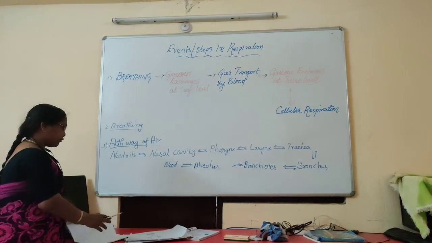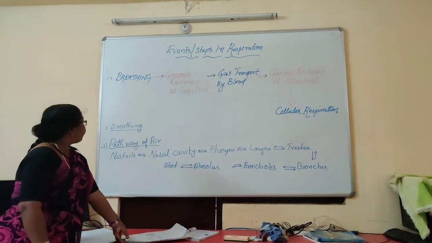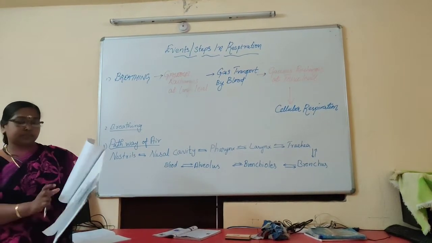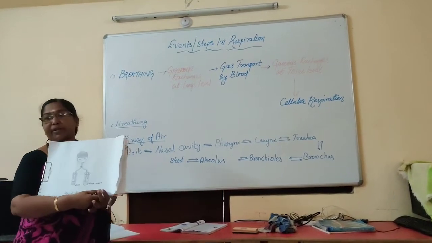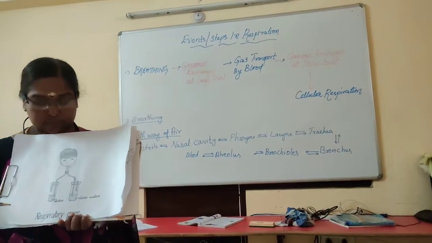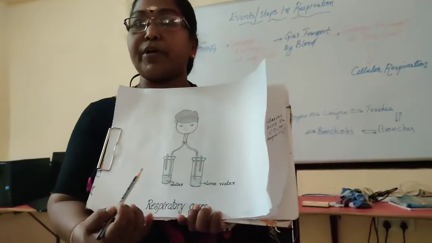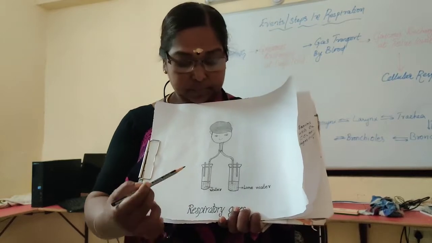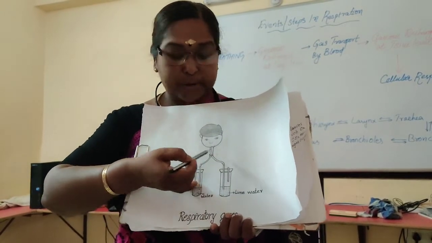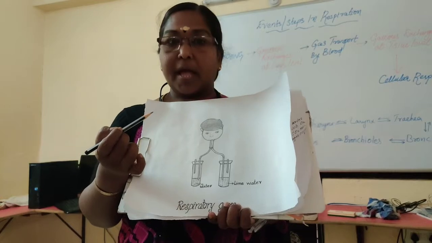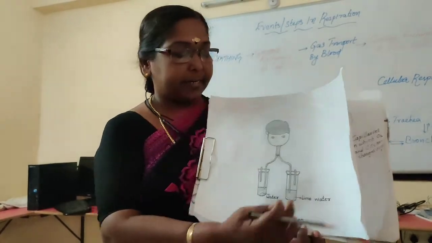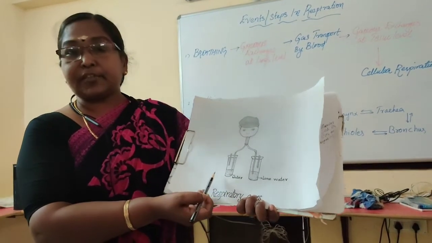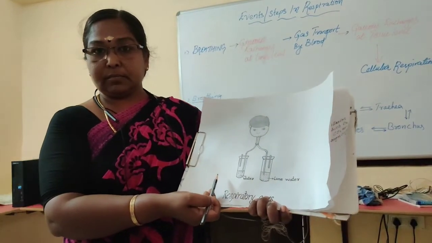Next, I am going to teach about breathing. What air do we breathe out? Through one experiment, we can understand. As shown in the chart, we have to arrange the apparatus. Two test tubes are there, and from there two pipes are connected. One test tube is filled with lime water, and the other test tube we filled with normal water.